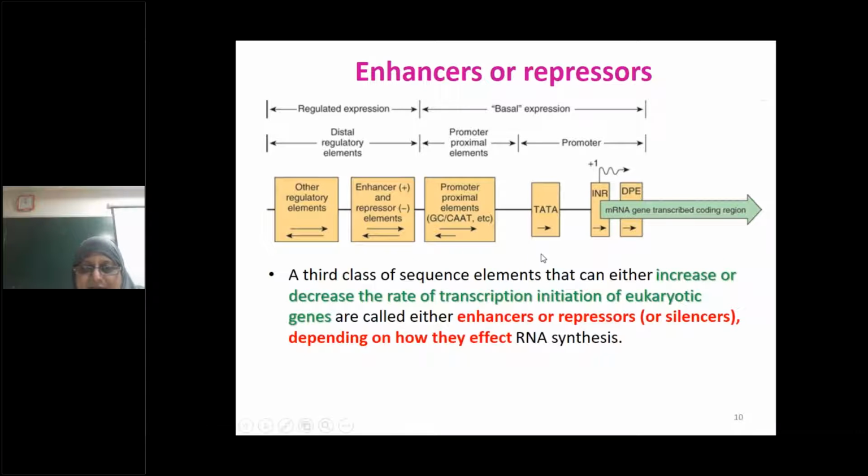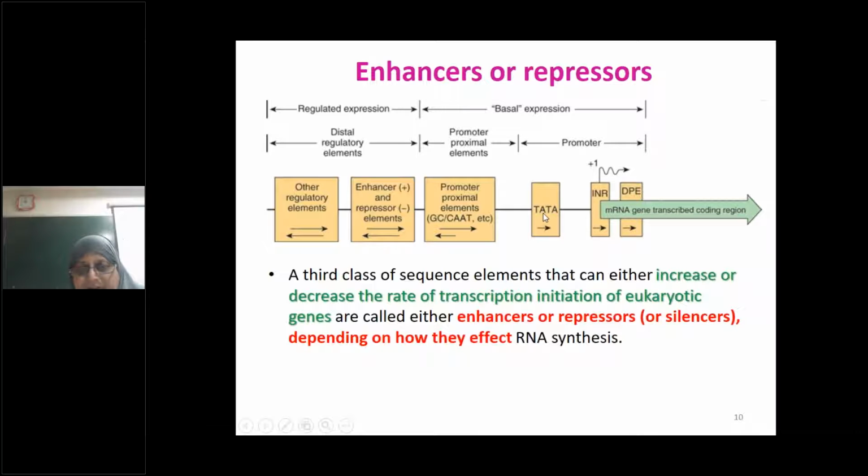Then a third class of sequence elements can either increase or decrease the rate of transcription initiation of the eukaryotic genes. They are called either enhancers or repressors, or otherwise silencers, depending on how they affect RNA synthesis. That means the enhancers will increase the rate of transcription initiation, and repressors will decrease the rate of transcription initiation.